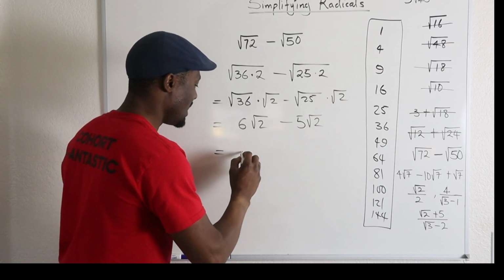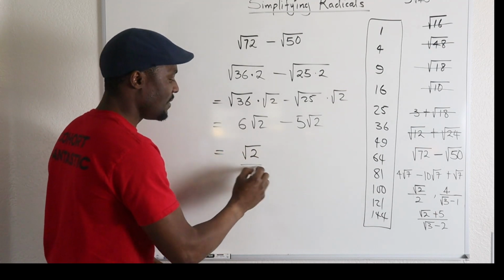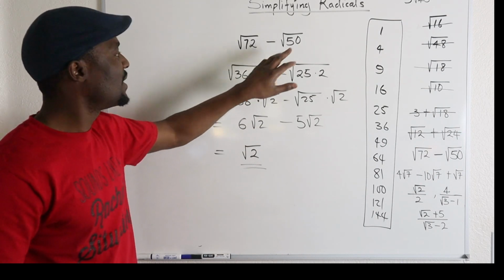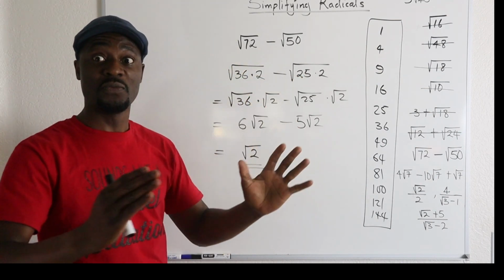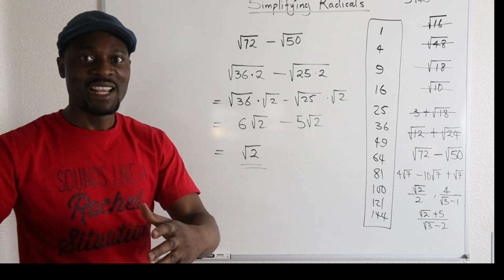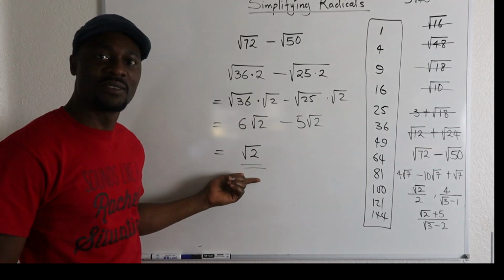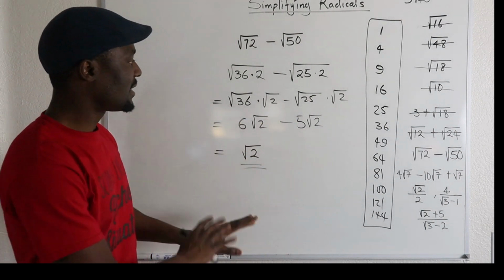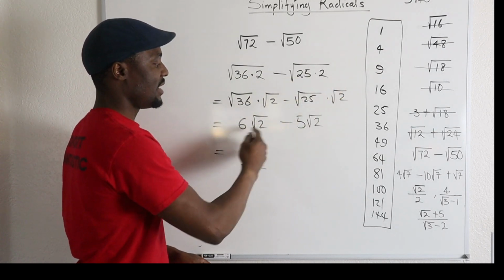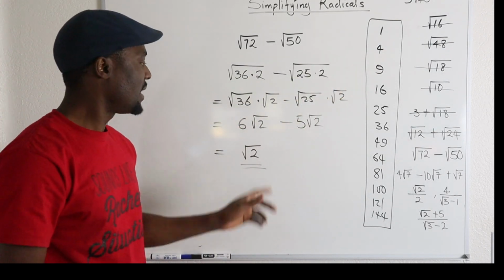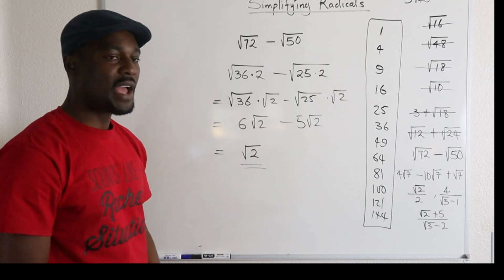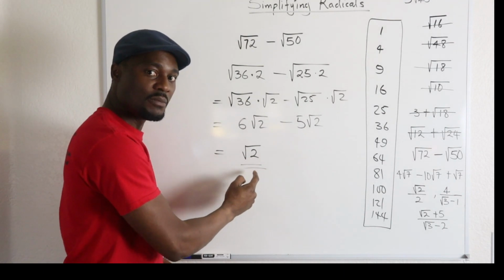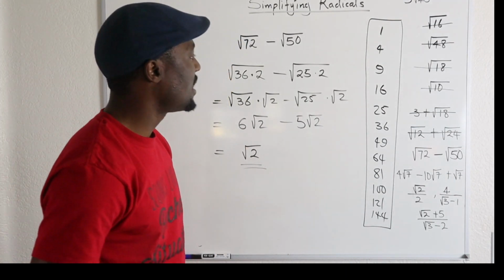So the answer to this is rad 2. If you didn't know this concept, it would look tough for you to pick rad 2. 72 is so far from 50 that there's no way you would think that the answer is just rad 2. That's why you need to learn these things. Simplify, simplify. If there's any way you can add or subtract, you do it, if the expressions are the same. So your answer is 6 minus 5, which is 1. So it's 1 rad 2, but you don't write the 1. Let's move on to the next one.